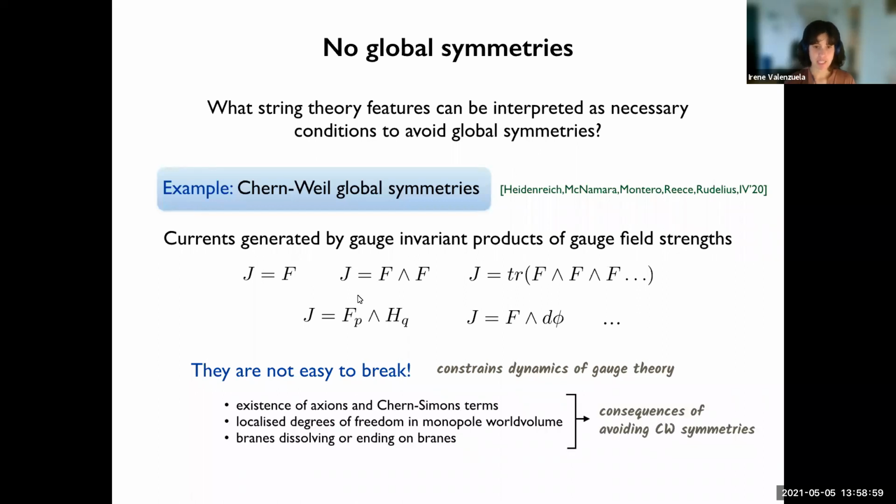And then by analyzing how string theory gets rid of all these symmetries, we realize that typical top-down string theory features, like the existence of axions, Chern-Simons terms, localized degrees of freedom in the worldvolume of the monopoles, the process of branes dissolving on or ending on branes and so on, can be understood as consequences of avoiding all these Chern-Weil global symmetries. Okay, so this is what I meant when I said that I think we can learn a lot, not just by the presence, but also from the absence of global symmetries in quantum gravity.